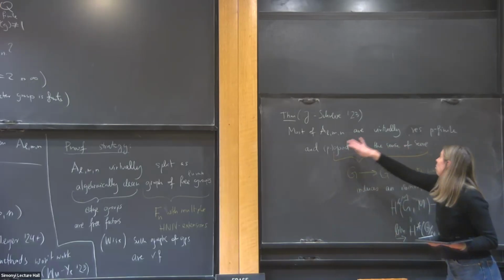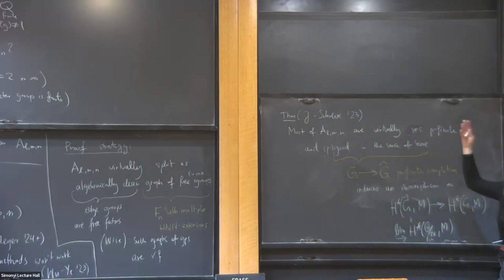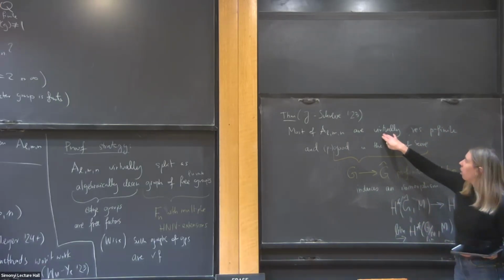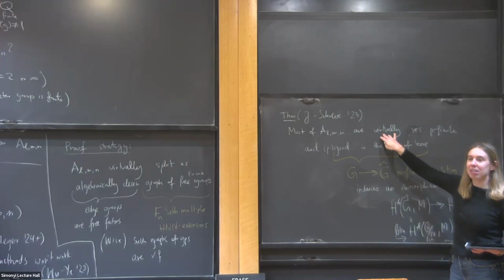And residually p-finite is the same definition as residually finite, but we're looking at only p-quotients. And p-good is the p version of this. Just one quick comment, we have virtually here, so we have to pass to a finite index subgroup.